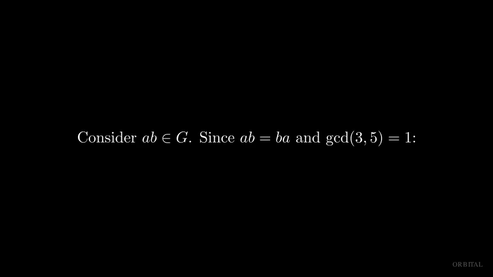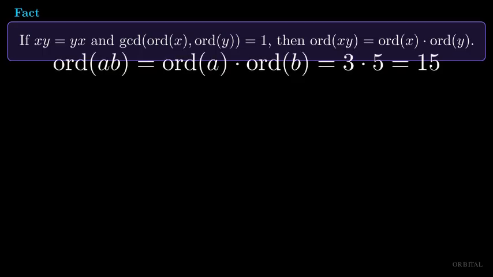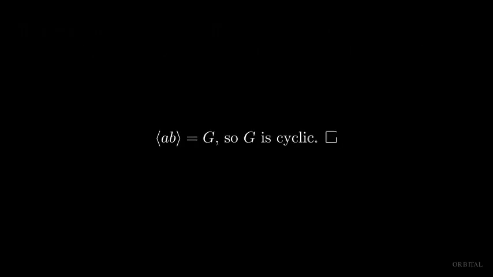Now consider the element AB. We've just shown that A and B commute, and their orders 3 and 5 are coprime. By a standard result, when 2 commuting elements have coprime orders, the order of their product equals the product of their orders. So the order of AB is 3 times 5, which is 15. So AB generates all of G, which means G is cyclic.